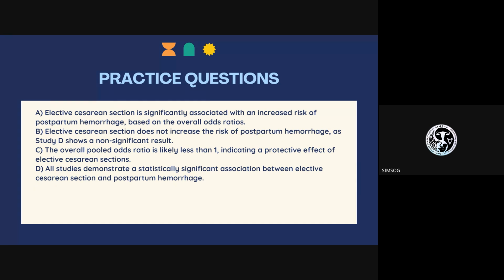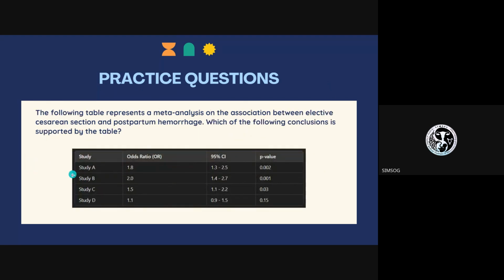Option B is elective C-section does not increase the risk of postpartum hemorrhage as per study D. Okay, so I want you to interpret. Forget the statements. I want you all to interpret all the studies one by one. First, what does study A say? I think Sashank is speaking. Do you want to try?